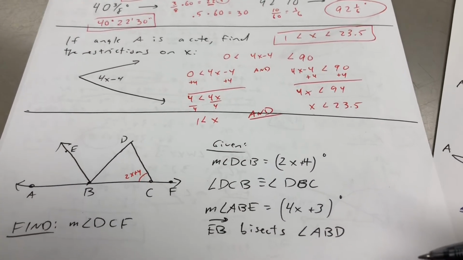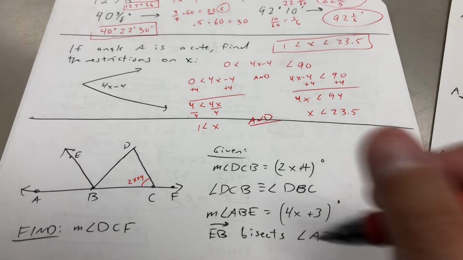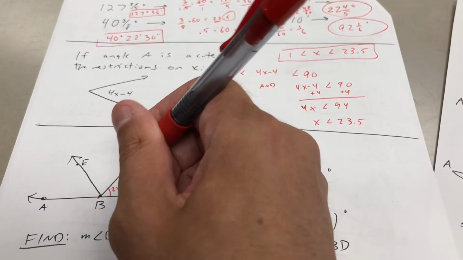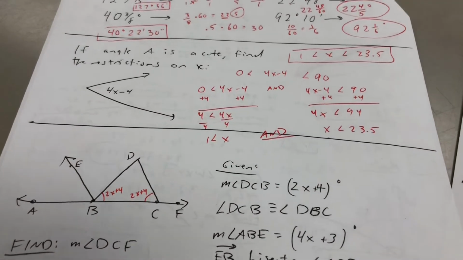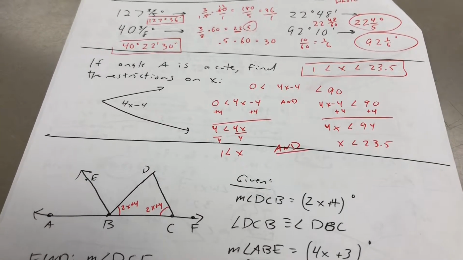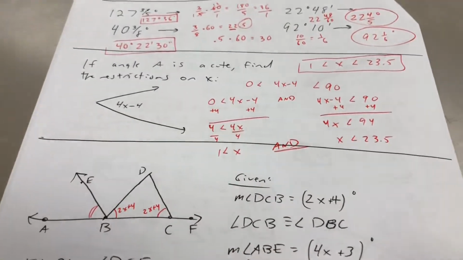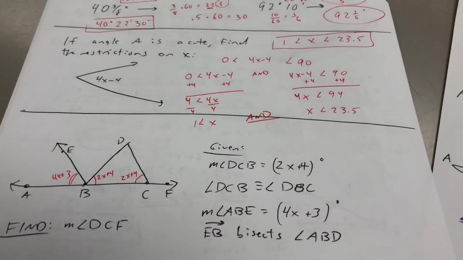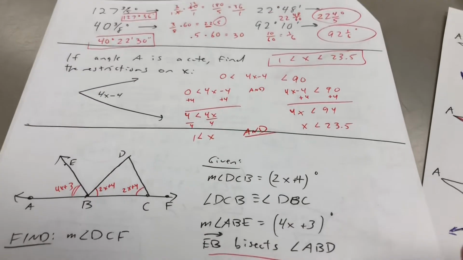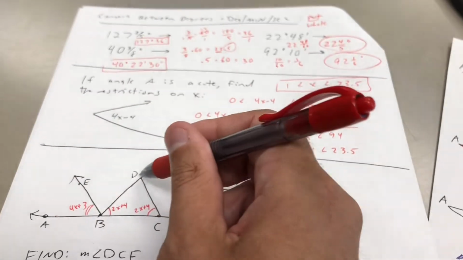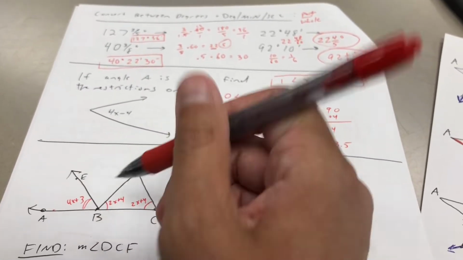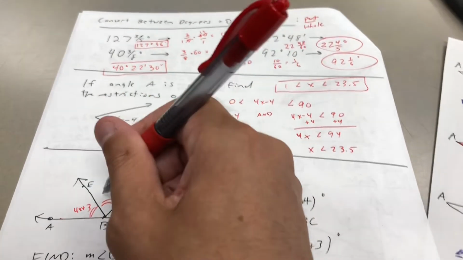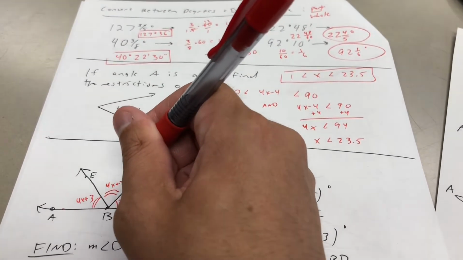And angle DCB is congruent to DBC, so that's another 2x plus 4, because those two angles are congruent. ABE, which is this angle over here, is 4x plus 3. And they tell me that EB bisects angle ABD. So angle ABD is bisected. That means the two parts of the angle are the same. So that'll give us another 4x plus 3 there.